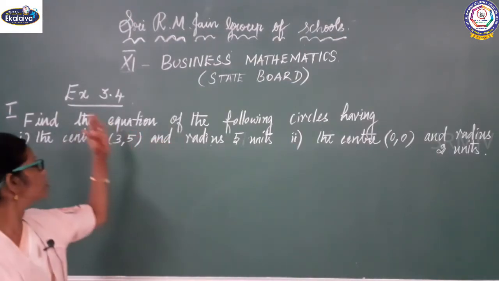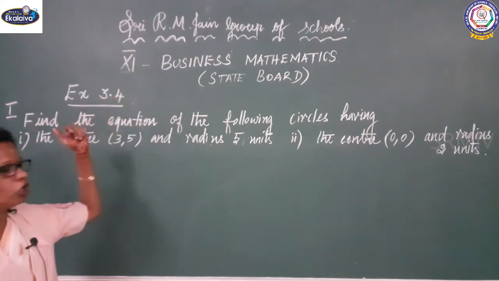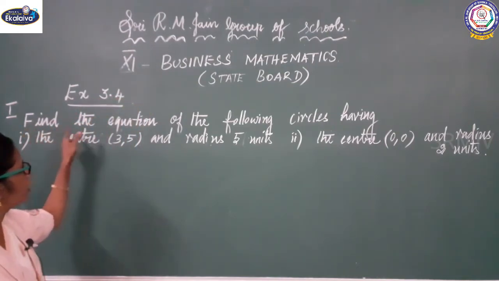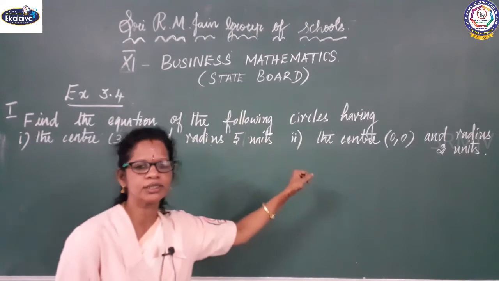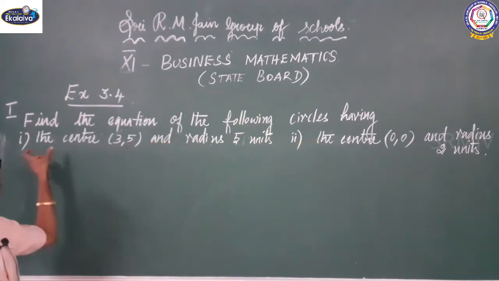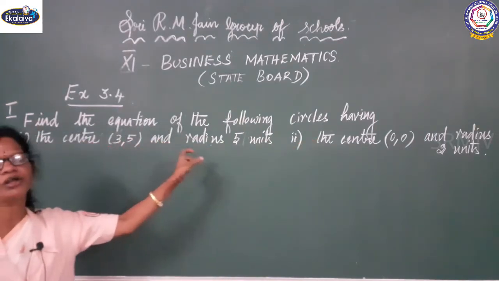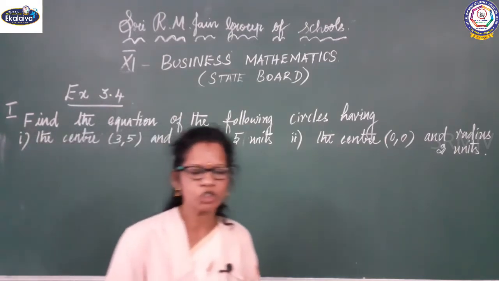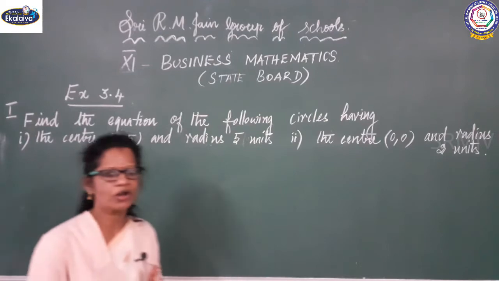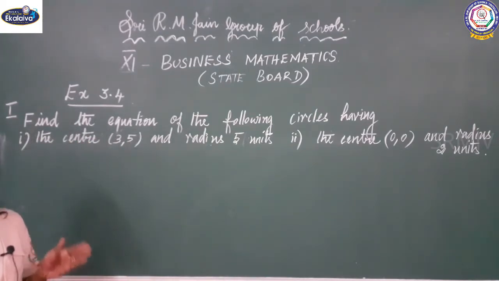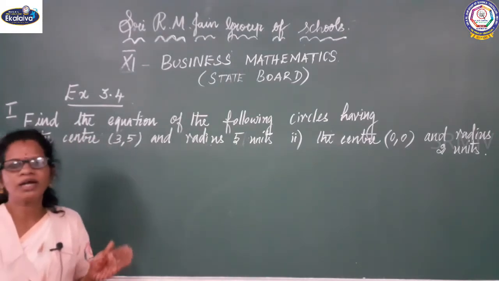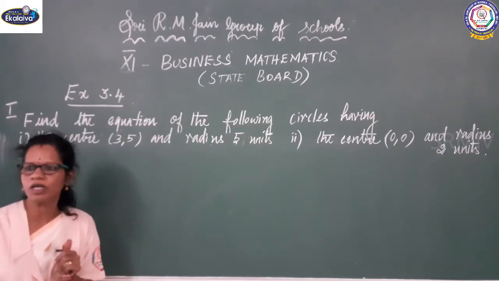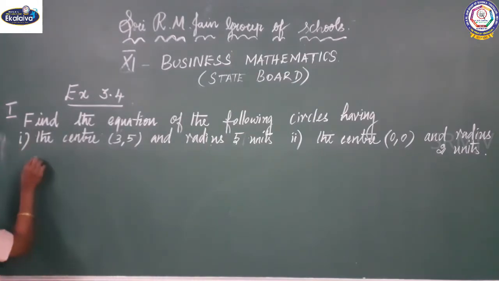Here I am going to discuss exercise 3.4. Question number 1. Find the equation of the following circle having center 3, 5 and radius 5 units. I taught you how to find the equation of the circle. The formula I said, right? What is that? x minus h the whole square plus y minus k the whole square equals r square.